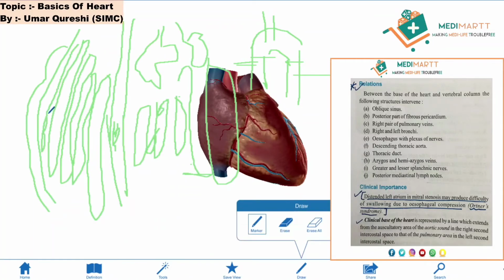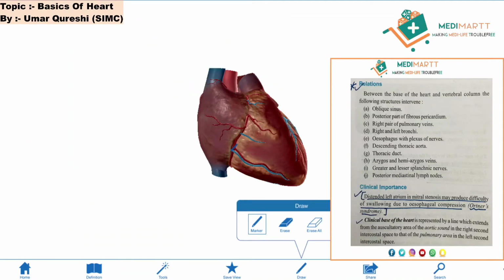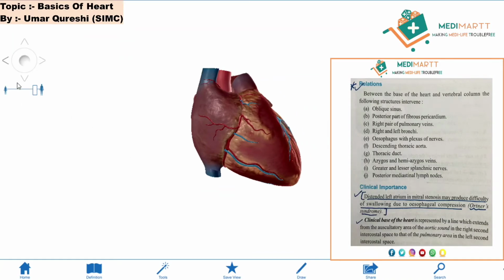So these are the main parts present between the base of the heart and the vertebral column. These are called the relations of the base of the heart. So please remember it because it's very important. Then the next thing we will see is the clinical importance. So what is the clinical importance of the base?